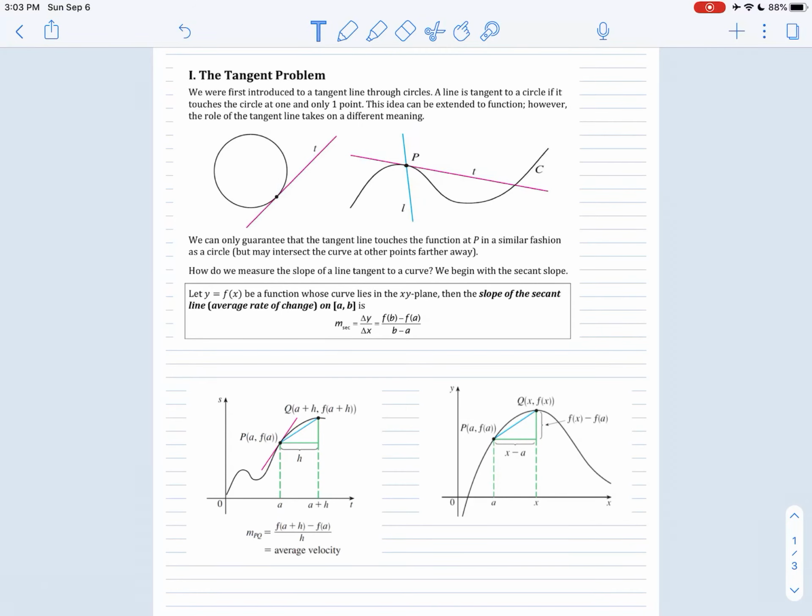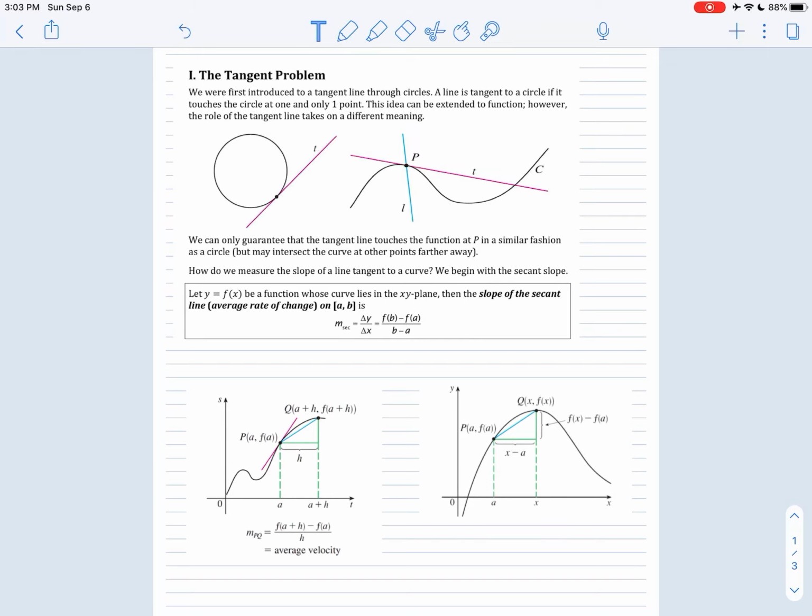Hello. This is the tangent problem that we are addressing in section 2.1 of the James Stewart calculus text. And I thought that we should review how to simplify the difference quotient, because as we embark on our study of limits, we're going to end the chapter with the definition of the derivative, the limit definition of the derivative.